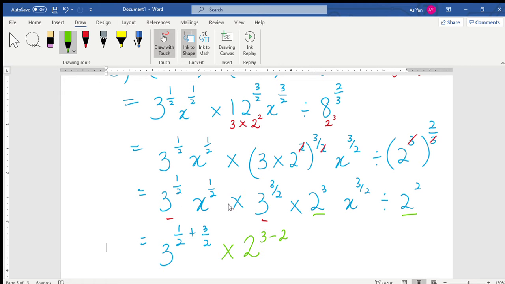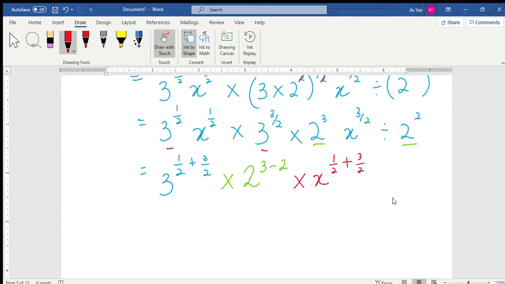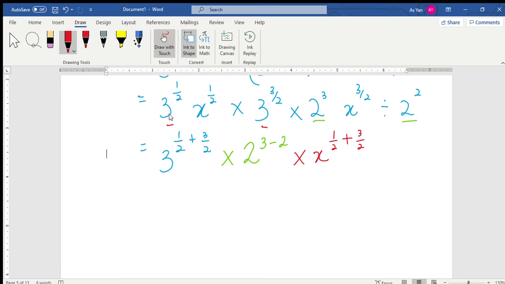Now after that we have to do the x. So what is for x? I choose the orange color. So times with x to the power of 1 over 2. Times means plus, so plus 3 over 2. Okay, I hope you can understand for this part. We solve for the base 3 first, followed by base 2, and now base x.